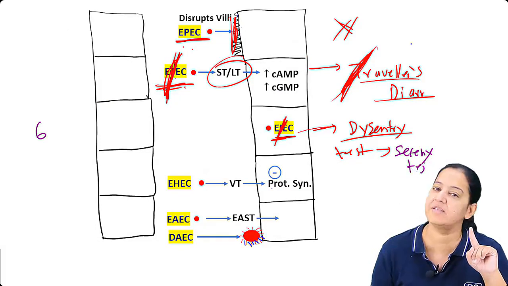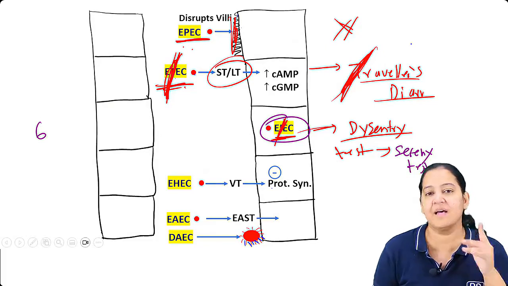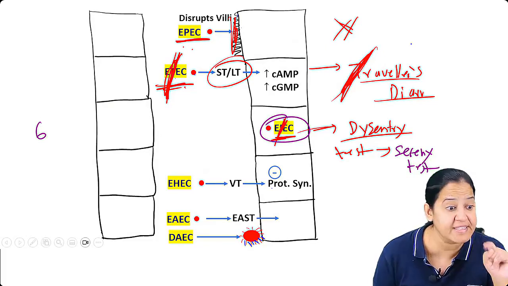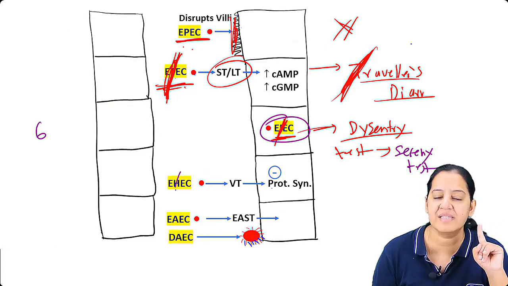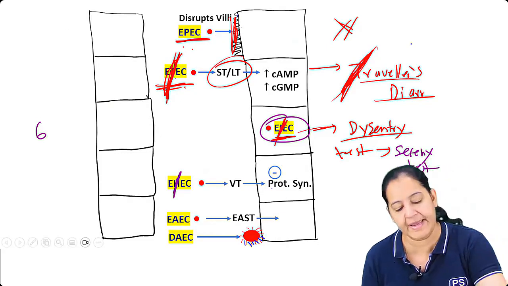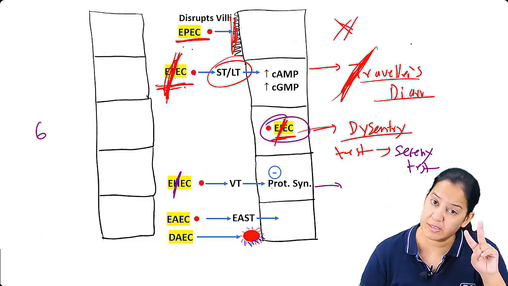What is the Sereny test? I told you. So the Sereny test is for EIEC. That is an additional finding, so please learn one additional finding here. Sereny test. Okay. Can we move on? The next is enterohemorrhagic E. coli. It causes two additional diseases.